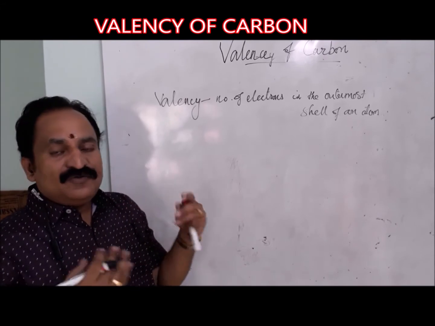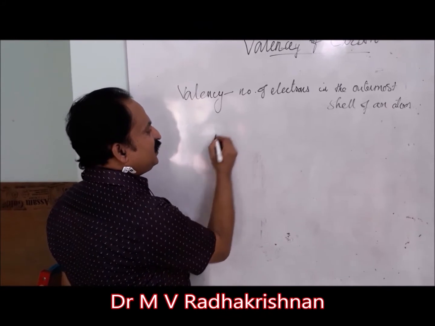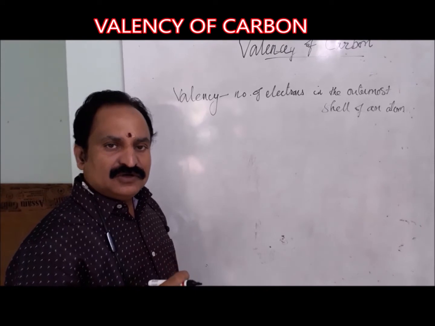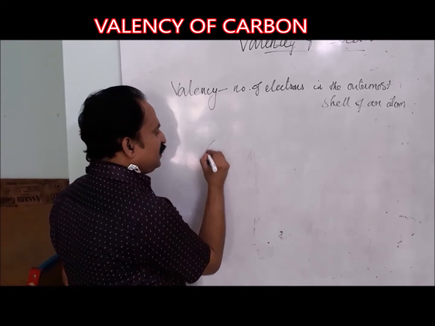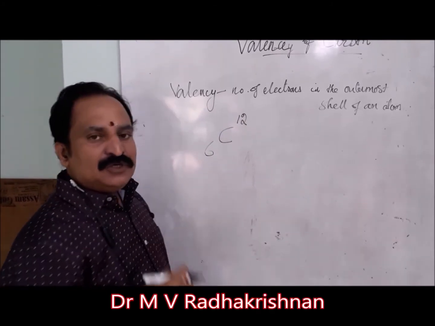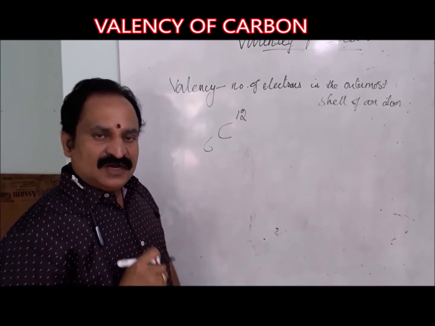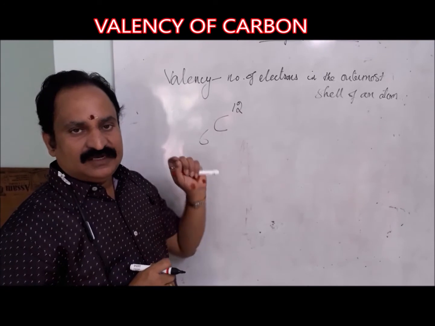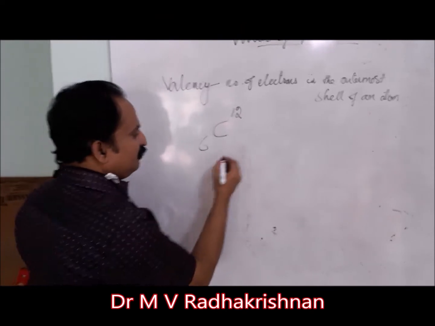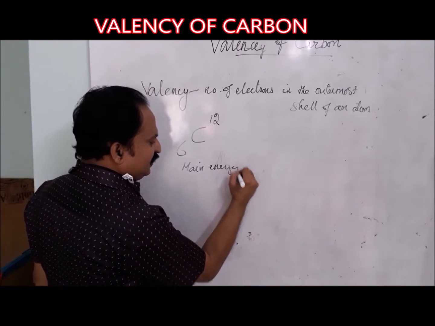See, you know how we can determine the valency of carbon. Carbon belongs to the 14th group of the periodic table. The atomic number of carbon is 6, the symbol is C, and the mass number is 12.011, or we can say 12 is the mass number of carbon. Now let us examine the electronic configuration of carbon.